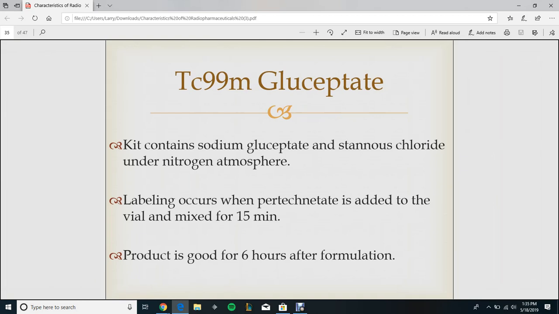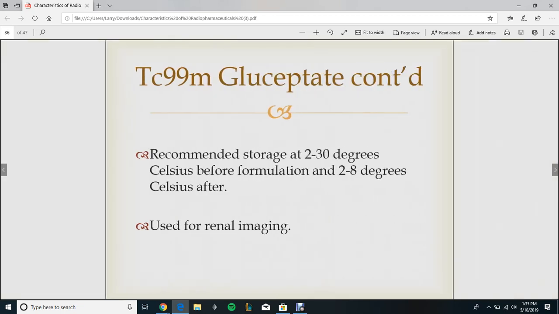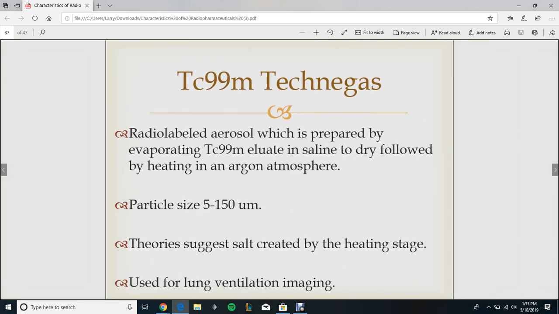Technetium-99m glucoheptonate. Kit contains sodium glucoheptonate and stannous chloride under nitrogen atmosphere. Labeling occurs when pertechnetate is added to the vial and mixed for 15 minutes. The product is good for 6 hours after formulation. The recommended storage is at 2 to 30 degrees Celsius before formulation and then 2 to 8 degrees after. And it is used for renal imaging.